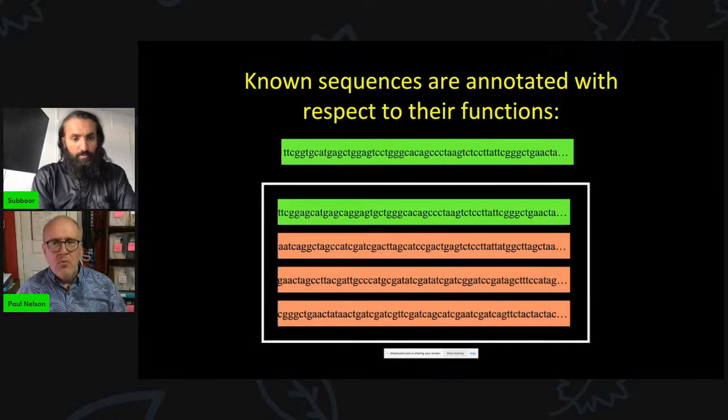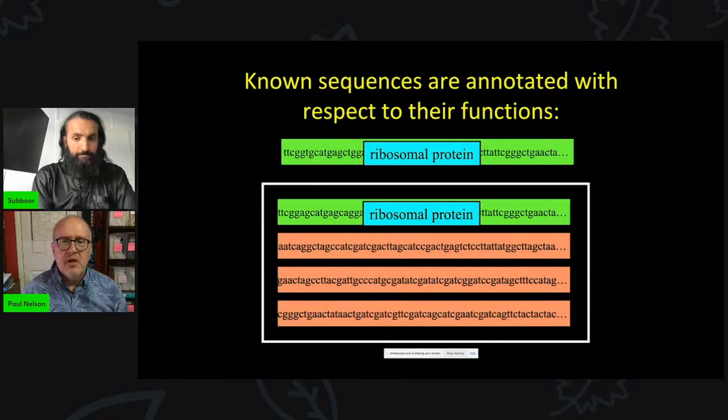So we align. This is on the top. This is our new sequence. And it turns out it matches with a ribosomal protein or a gene that produces a ribosomal protein. Now we know what this gene is doing, and this sequence can be added to the database. And that's how the genetic dictionary grows.